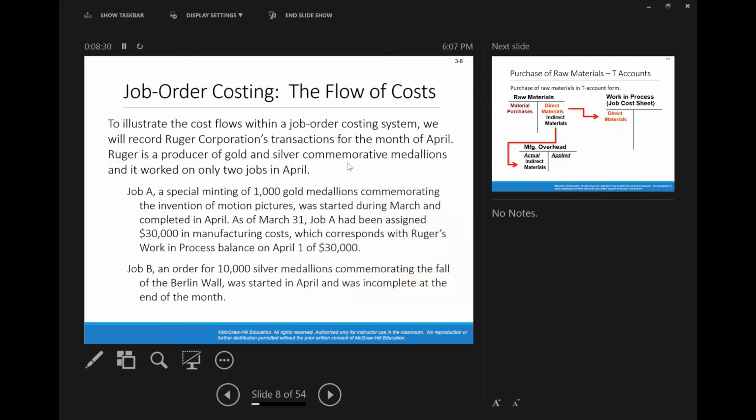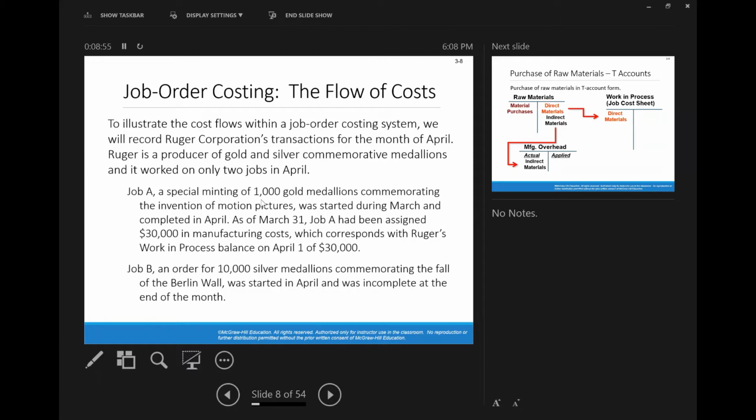Okay, so let's look at this example. We have two jobs, and we're going to walk through this to look at the flows so that we can do the journal entries. So we have job A. It's special minting of 1,000 gold medallions commemorating the invention of motion pictures, which started during March and completed in April.